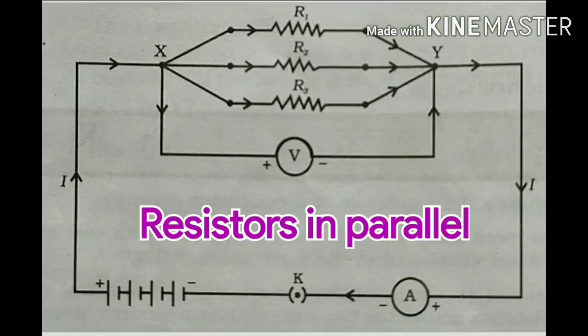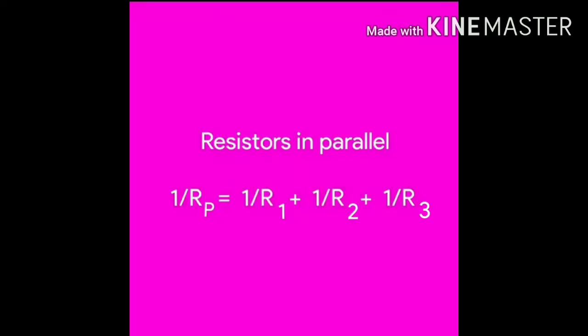Next, we have the resistors in parallel. This is called branched connection of resistors. R1, R2 and R3 are branched and they are connected. The formula to calculate the resistors in parallel is 1 by Rp is equal to 1 by R1 plus 1 by R2 plus 1 by R3. These 2 formulas of resistors in series and parallel will be important for you in solving the numericals based on these formulas.